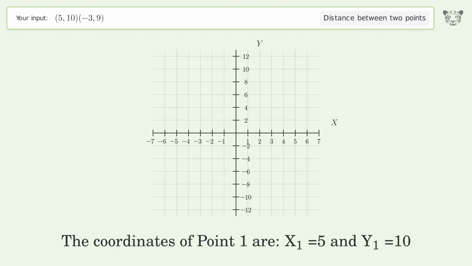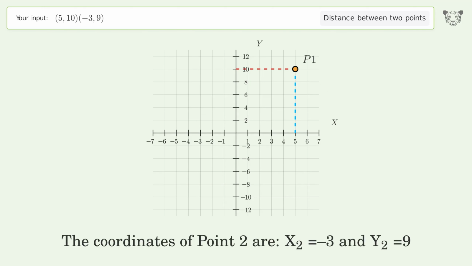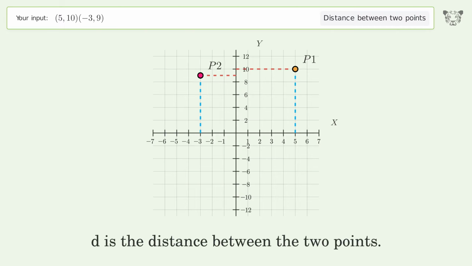The coordinates of point 1 are x1 equals 5 and y1 equals 10. The coordinates of point 2 are x2 equals -3 and y2 equals 9. D is the distance between the 2 points.